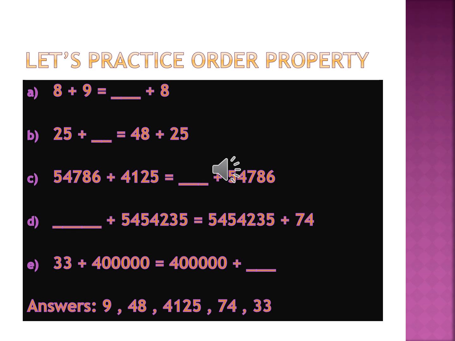B part, 25 plus dash is equal to 48 plus 25. So you can see two addends on the right hand side, 48 and 25. For the sum to be equal, there should be the same addends on the left hand side as well. So it will be 25 plus 48. It means the addends on the right hand side should be same as the addends on the left hand side, irrespective of the position of the addends, right? Now you can do C, D and E part yourself.